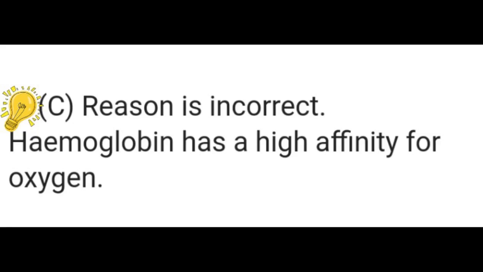Hemoglobin doesn't have any affinity for carbon dioxide. It will have more affinity for oxygen than carbon dioxide. So here in this question, assertion is correct, but the reason is incorrect. Reason is not the correct explanation for the assertion.